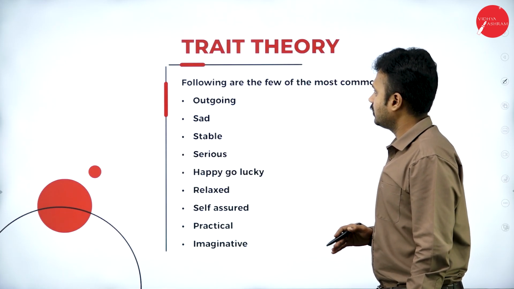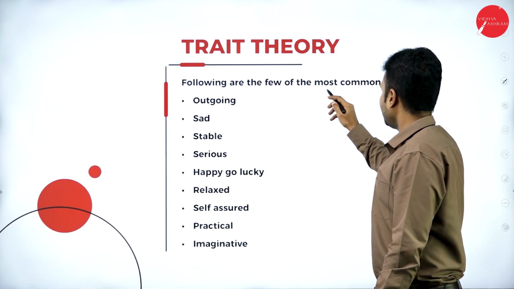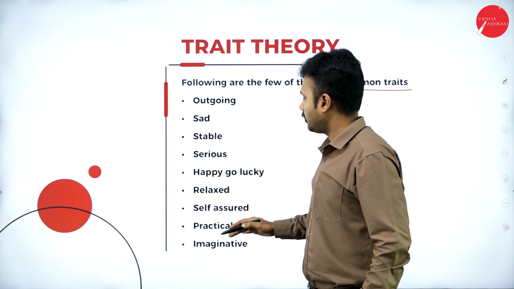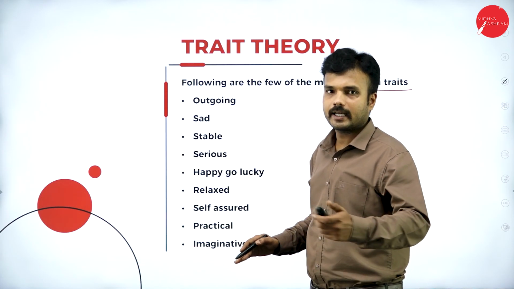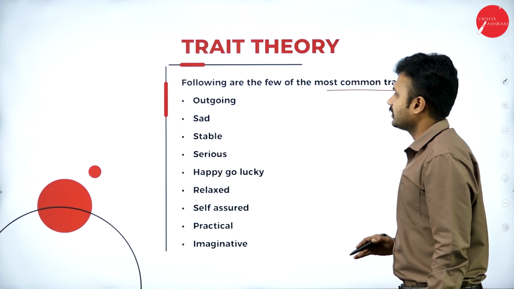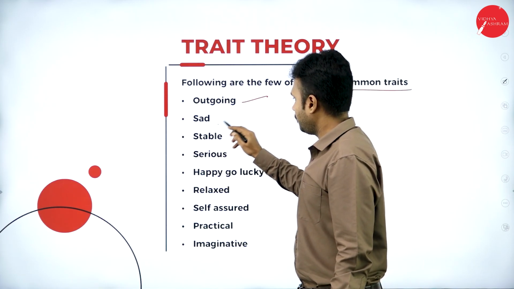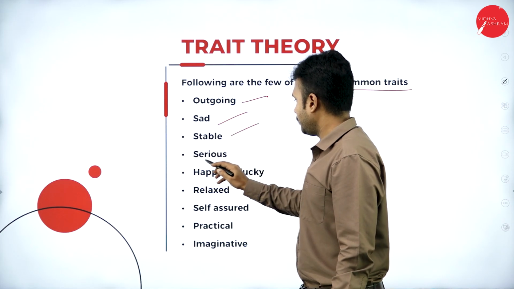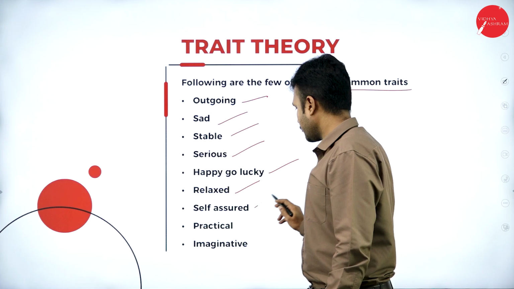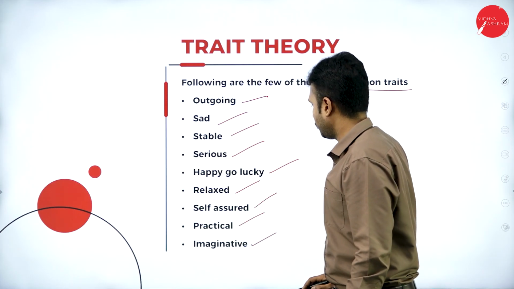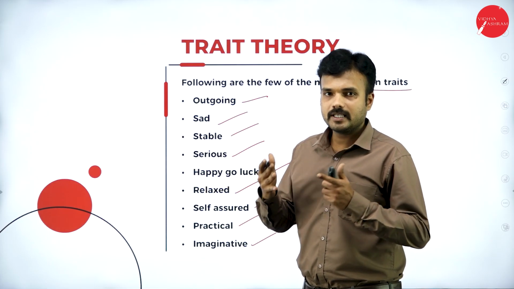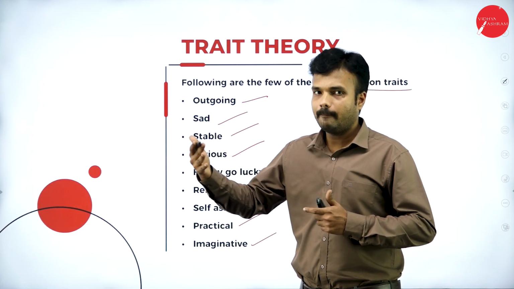Theories of trait. Following are a few of the most common traits. As I said, there are a number of traits of an individual customer or consumer. It differs from one group of people to another group of people. It may be outgoing, sad, stable, serious, happy and lucky, relaxed, self-assured, practical, imaginative. These are all kinds of personality of the individual. Based on their personality, they may make a purchase decision.